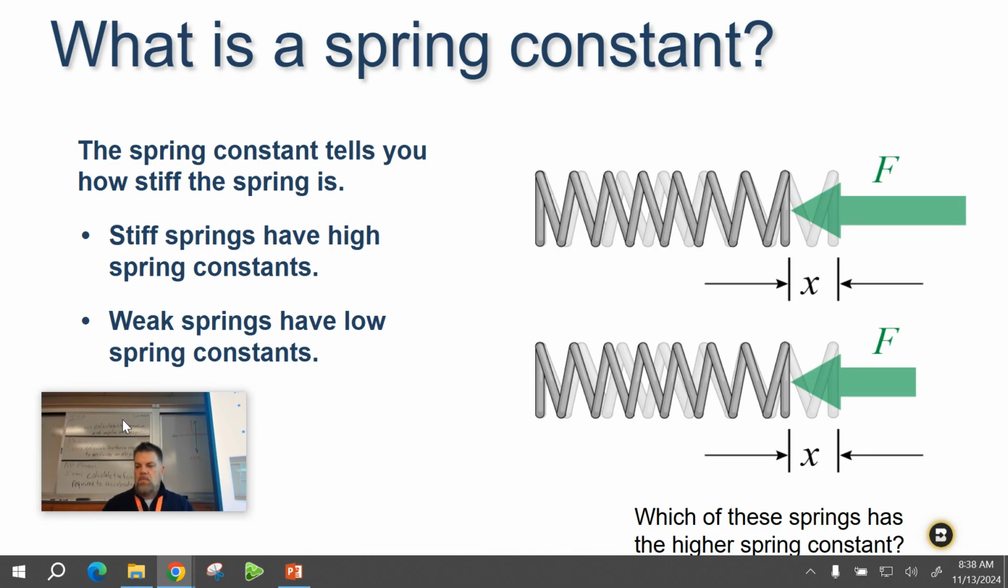Now it says, which of these springs has the higher constant? I just want to remind you guys that for vectors, the length of the arrow that represents the vector tells you the magnitude. They've moved the same distance, but one has a longer vector for force. So the top one is the stiffer spring because my force vector is longer.